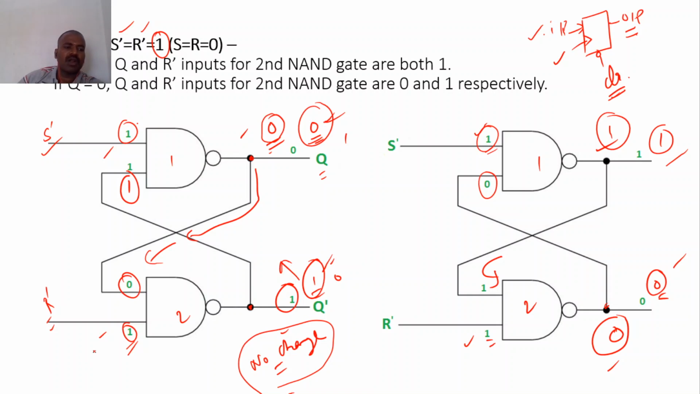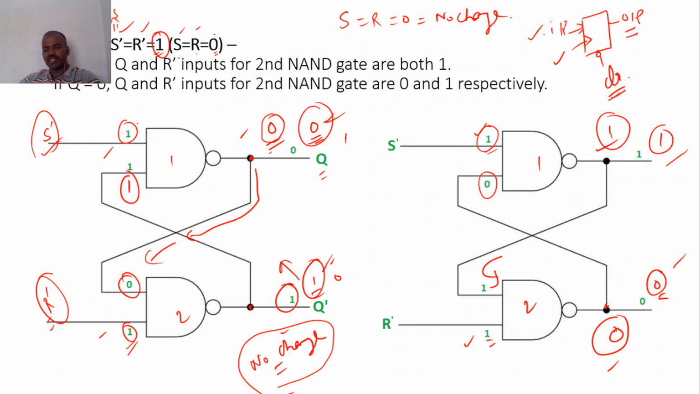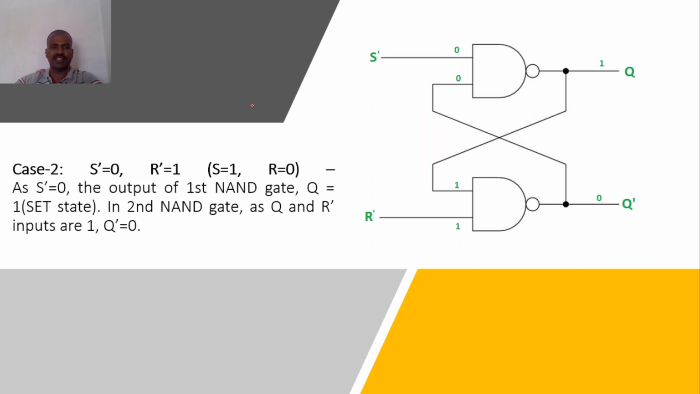That is S bar R bar equal to 1 1, and S and R equal to 0 0. Here we have taken S bar and R bar, but what do we mean by S? To convert S bar into S, we need to take the inversion. So here 1 is there, so the S and R values are 0. So S equal to R equal to 0 is the no change condition. Okay, I hope you guys understand. Then we move to the next condition.